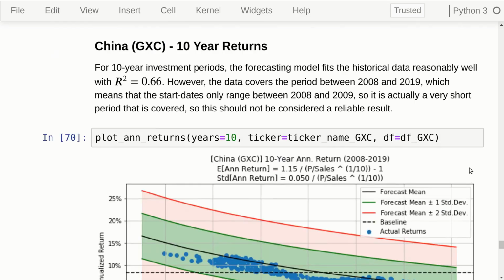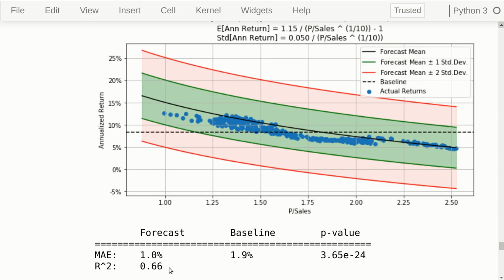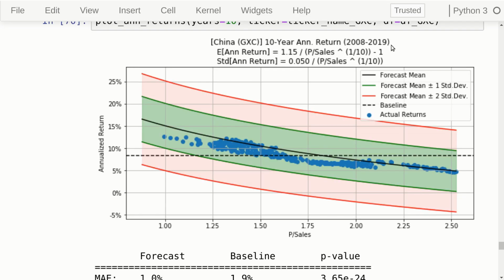We can also try this for 10-year annualized returns, and it looks like this, and it has a fairly decent fit with an R-squared of 0.66, but the data period is only between 2008 and 2019, so the start dates for 10-year periods range between 2008 and 2009, which is only roughly 1 year. So this is a very small amount of data, and this result here should not be considered reliable at all.